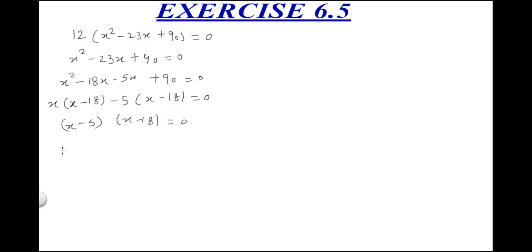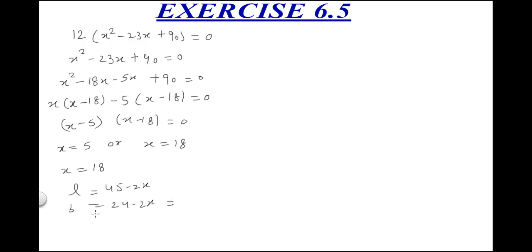So according to the zero product property, the x value is either equal to 5 or x is equal to 18. Suppose we take x is equal to 18. So the length and breadth were 45 minus 2x and 24 minus 2x.